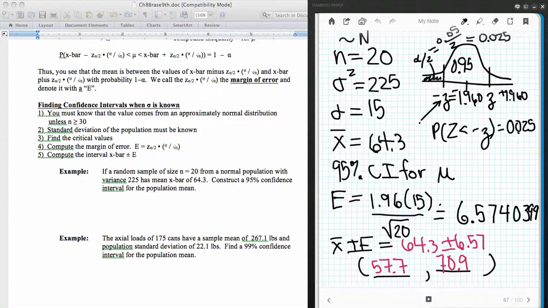So what I found, 64.3 minus 6.57 was going to be approximately 57.7, and 64.3 plus 6.57 is going to be approximately 70.9. And this interval here, and you'll notice interval notation, this interval is an interval that we would expect to contain the true population mean 95% of the time. In other words, when I would build 100 such intervals based upon this sample, I would expect 95 out of 100 such intervals created to actually contain the true mean of the population.